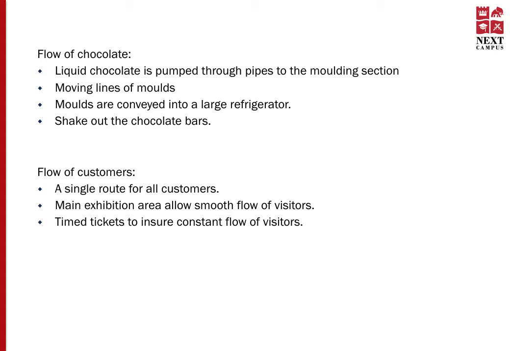Now the second flow is the flow of customers who come to visit the manufacturing plant. There is a single route for all customers. The main exhibition area allows smooth flow of visitors, and timed tickets are issued to ensure constant flow of visitors.